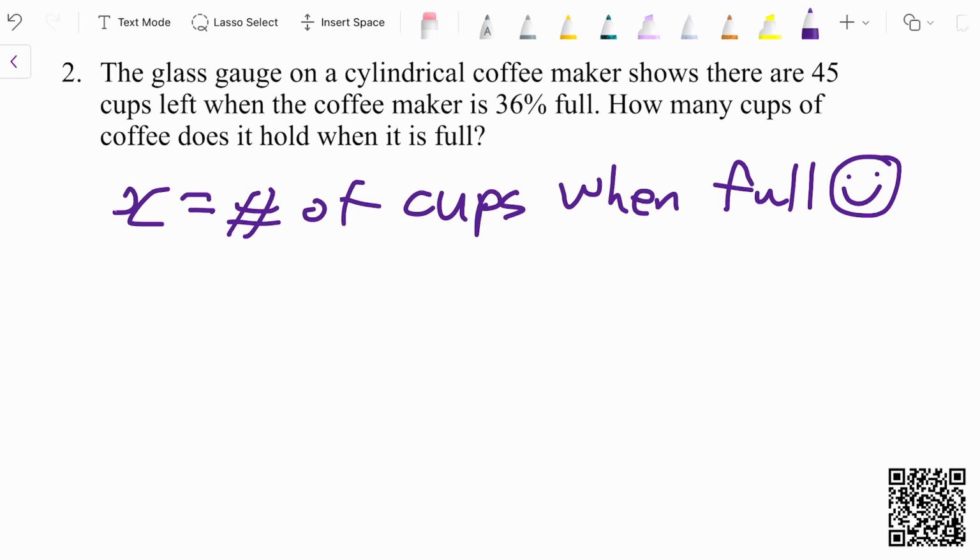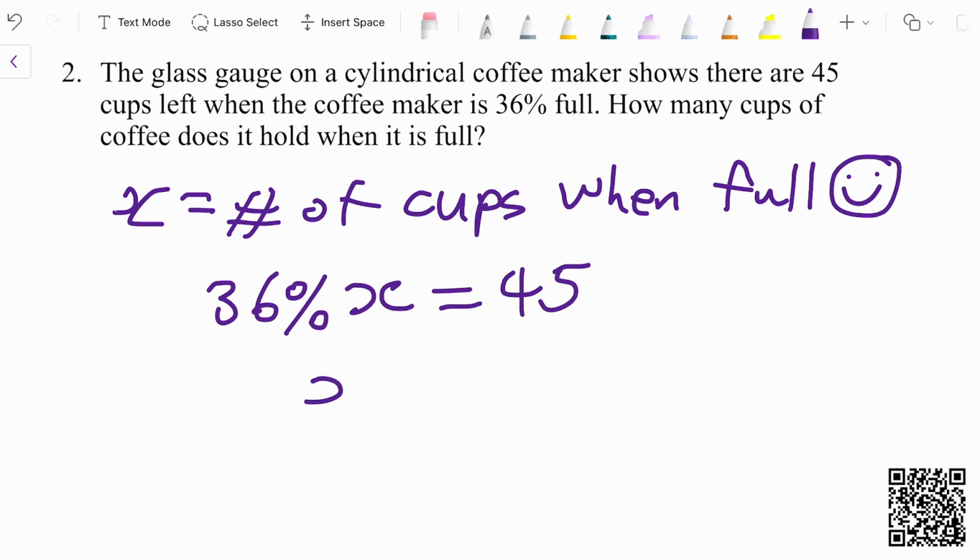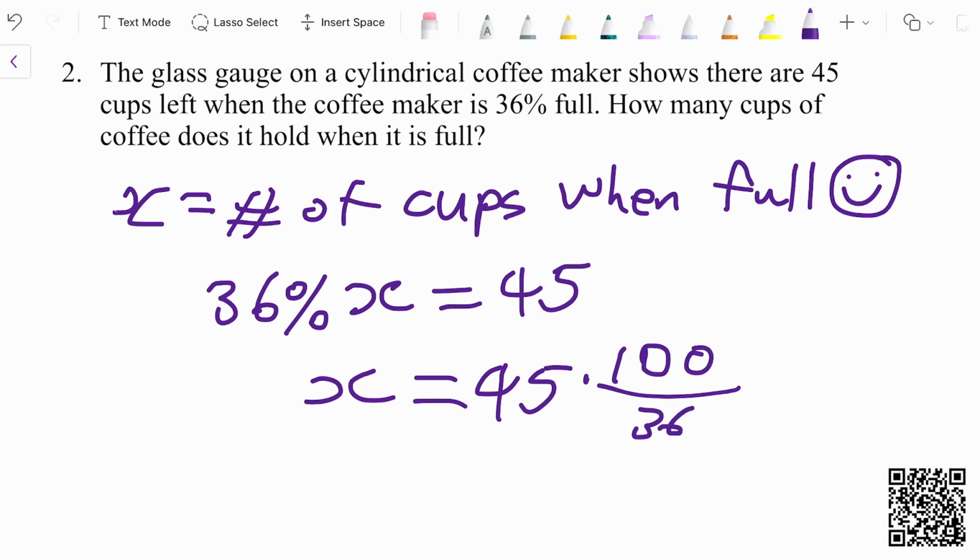So if x is the number of cups when it's full, that means that 36%, because when it's 36% full, there are 45 cups. 36% of x is equivalent to 45. Both sides you divide by 36%, which is also equivalent to 36 over 100. When you divide by a fraction, you multiply by its reciprocal, so 45 times 100 over 36.